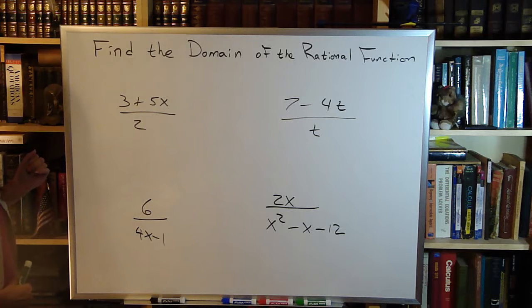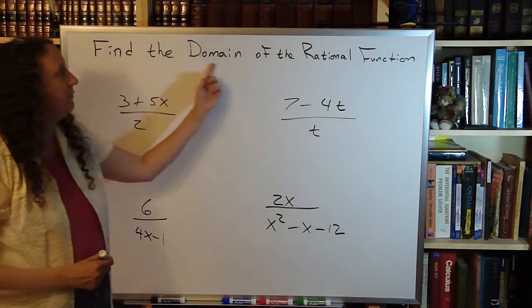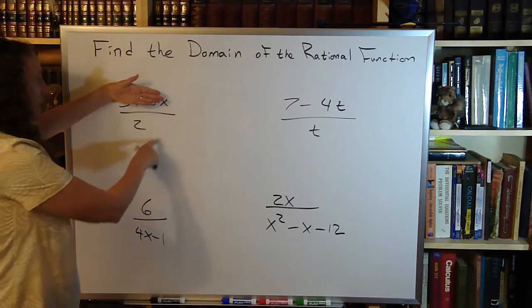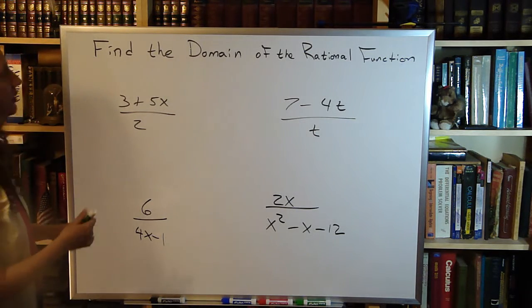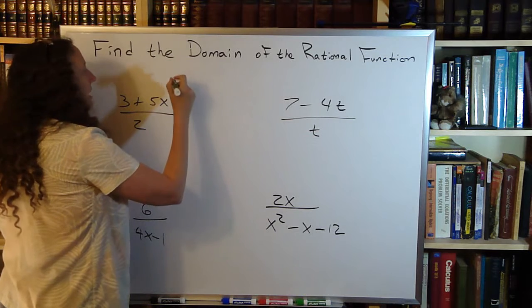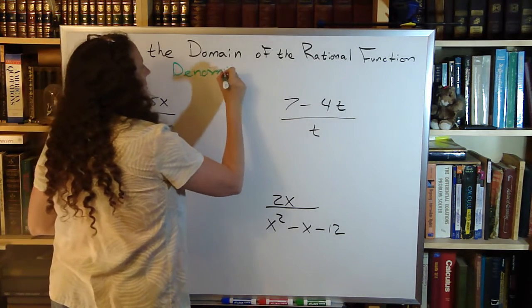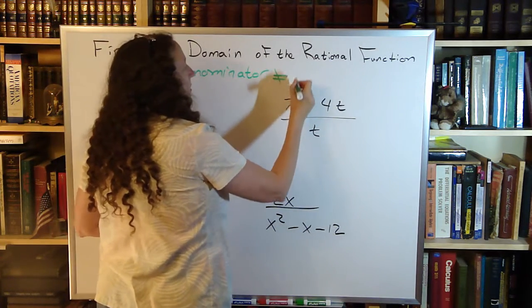Finding the domain of a rational function. Here we have 3 plus 5x all over 2. When you're looking for the domain, what you want to focus on is the bottom, the denominator of a fraction. And you want to make sure that the denominator does not equal 0.